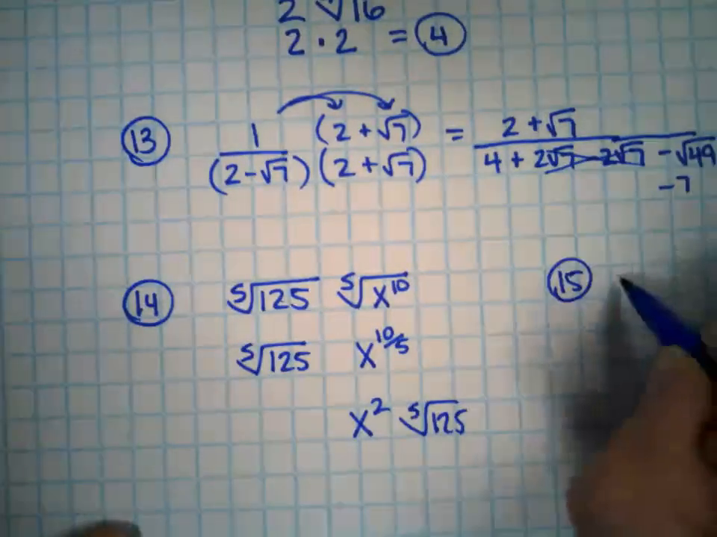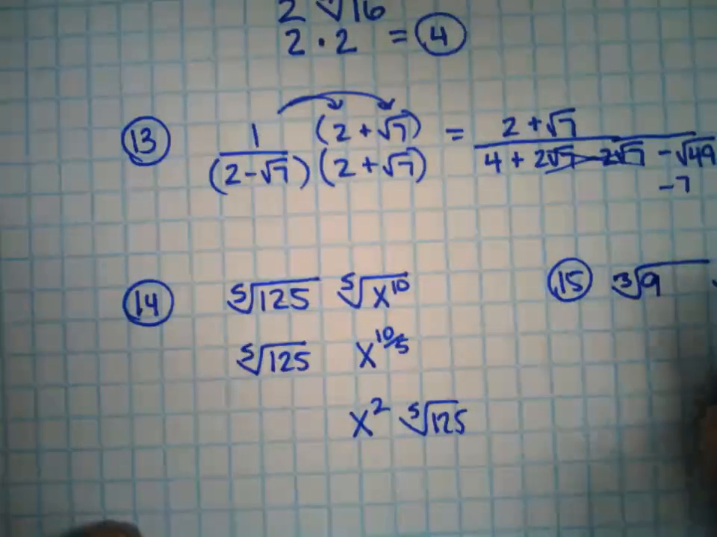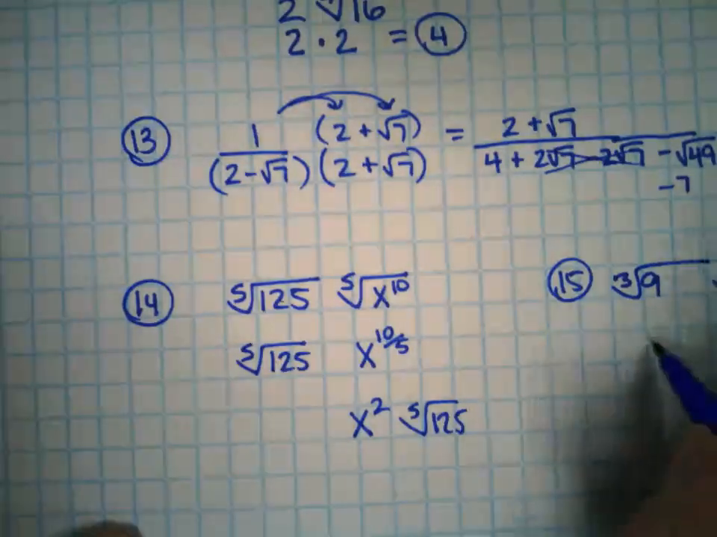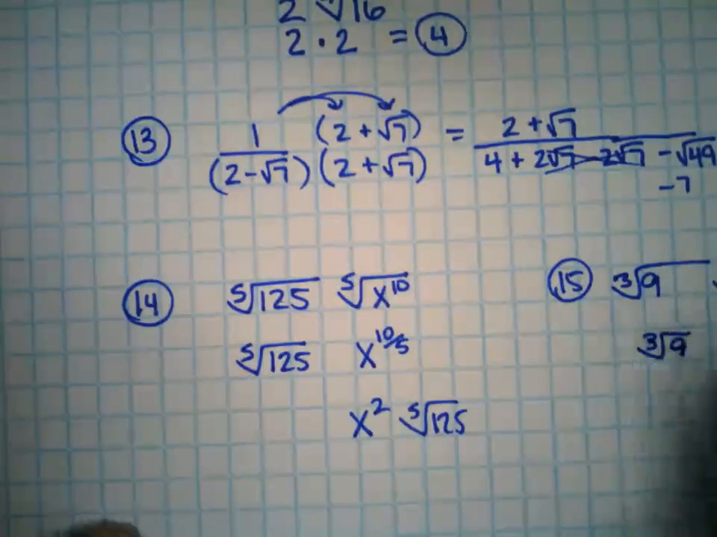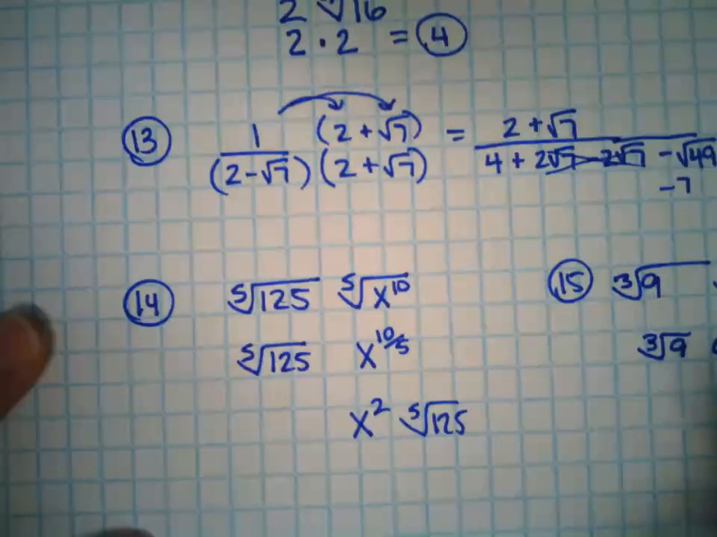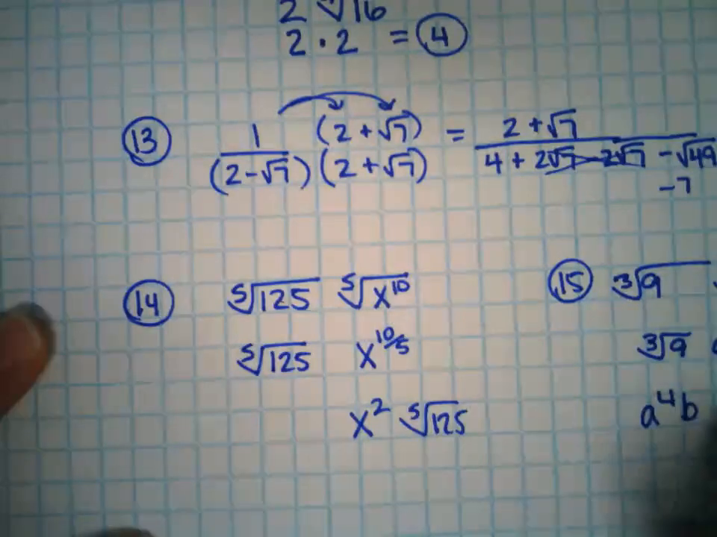Number 15, we have the cubed root of 9, the cubed root of a to the 12th, and b to the 3rd. So the cubed root of 9 stays. This is a to the 12 over 3, b to the 3 over 3. So it's a to the 4th, b to the 1st, and then the cubed root of 9.